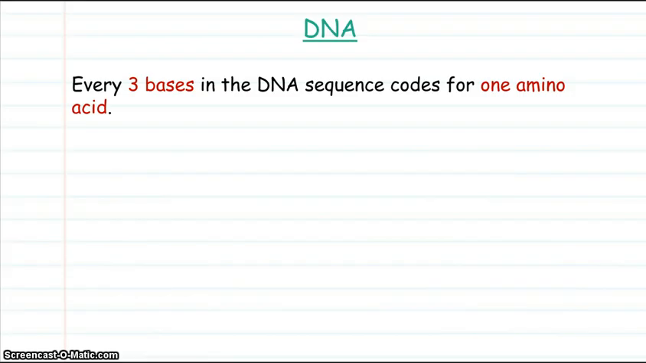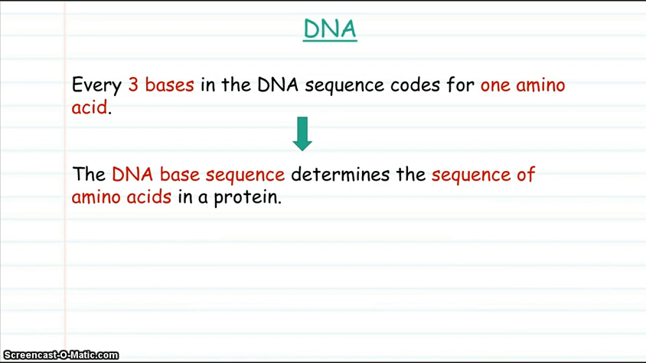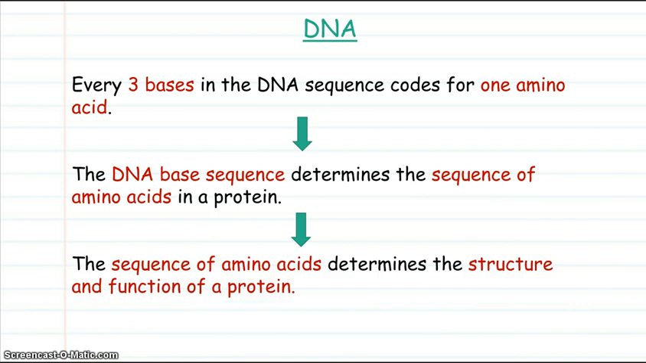Every 3 bases in the DNA sequence codes for 1 amino acid. The DNA base sequence determines the sequence of amino acids in a protein, and therefore the sequence of amino acids determines the structure and function of a protein.